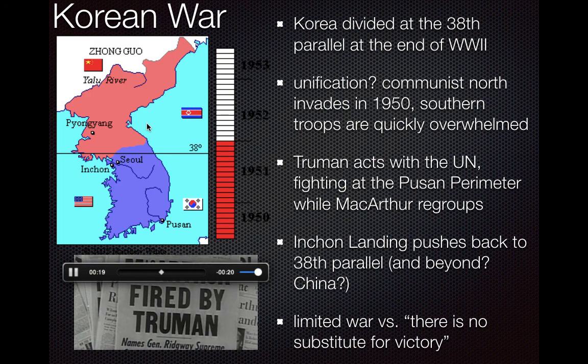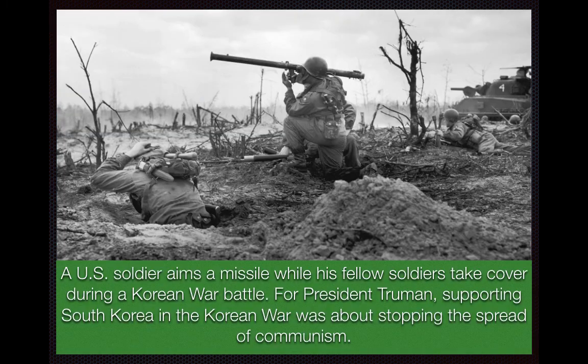Douglas MacArthur famously says there is no substitute for victory, and he wants to go all the way into China. And he does. He does not listen to Truman's command to turn around, and so Douglas MacArthur will end up being fired by Truman for disobedience. But the U.S. will sort of end the Korean War back at the 38th parallel. And when I say end the Korean War, I don't mean end the war.